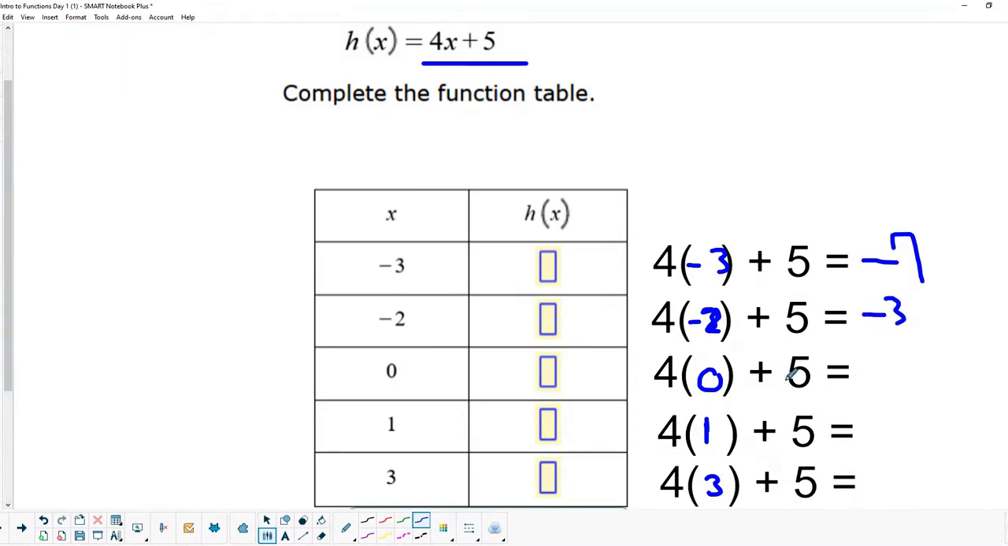4 times 0 is 0. 0 plus 5 is 5. 4 times 1 is 4. 4 plus 5 is 9. 4 times 3 is 12. 12 plus 5 is 17.